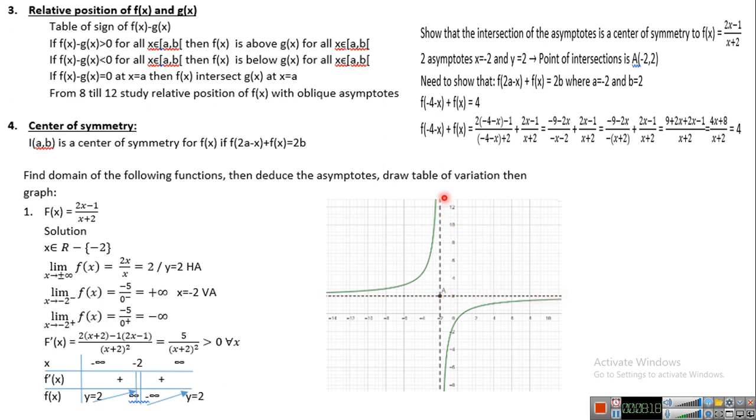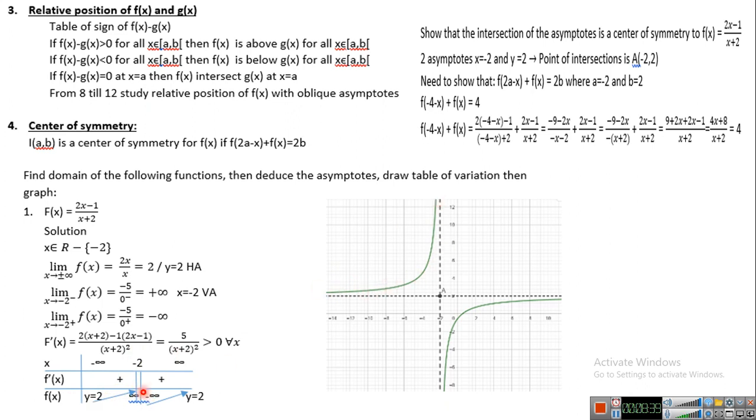You put y equal to 2 as a horizontal asymptote. You have x equal minus 2 as a vertical asymptote. This is the origin of the axes. So you have the curve from y equal to 2 up till x equal minus 2, like this one. You can see it here. Y equal to 2 horizontal, and going to x equal minus 2, so you have that shape.